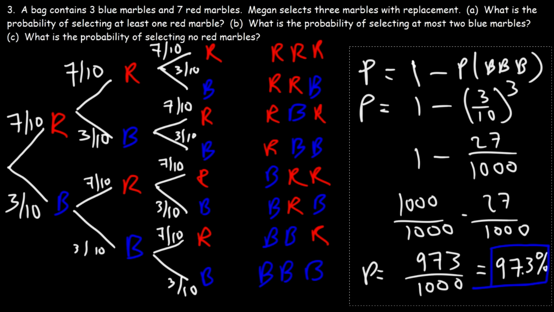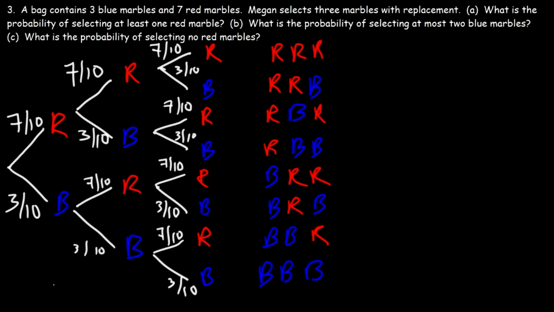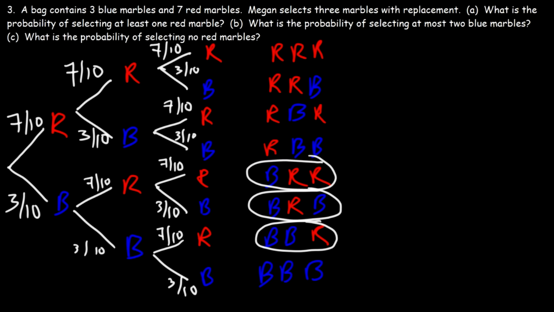Now let's move on to part B. What is the probability of selecting at most 2 blue marbles? So let's identify all of the outcomes with at most 2 blue marbles. So what does that mean, at most? Can we have 3 blue marbles? Nope, the maximum is 2 blue marbles. So this contains 2 blue marbles. This one too. This doesn't exceed 2 blue marbles. So that qualifies. What about the first option? Does that qualify?